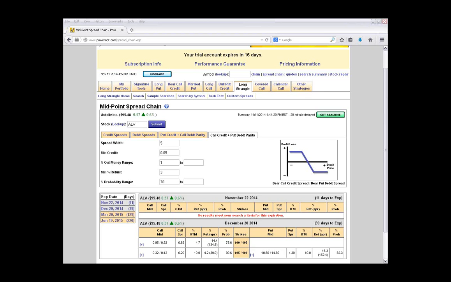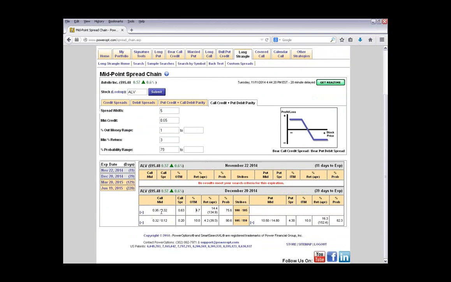One quick question. Ed asked, what you're seeing here on the spread chain, does the spread always go from bid to offer? Spreads in ALV are pretty wide. This is showing you the midpoint. The spread chain here is using the midpoint pricing for both the call that you're selling and the call that you're buying, or the put that you're selling and the put that you're buying. So you're looking at the midpoint prices here on the spread chain as well.